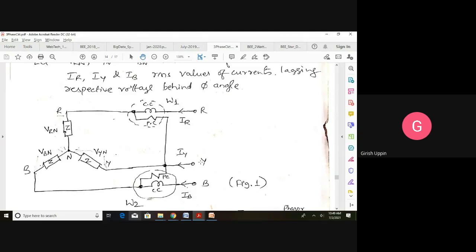It is VBY. Now we know the current that is flowing, IR. We know the voltage, VRY. Then we have to find the angle between this IR and VRY. Then we can directly write the power consumed here, that is V into I into cos phi. Similarly here, we know the current IB and the voltage VBY. We have to find the angle between them, and the cos of that angle multiplied with the voltage and the current is the power that is measured by this wattmeter.